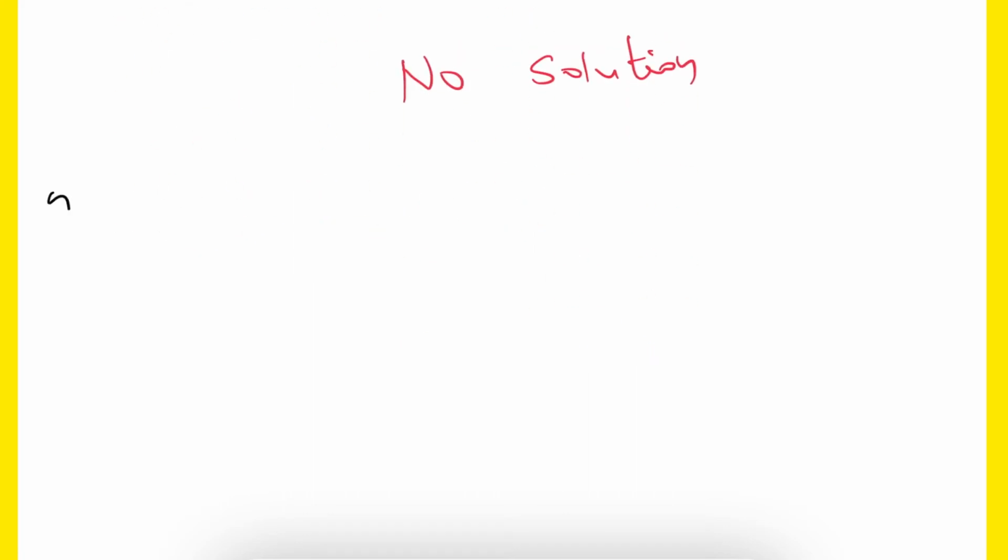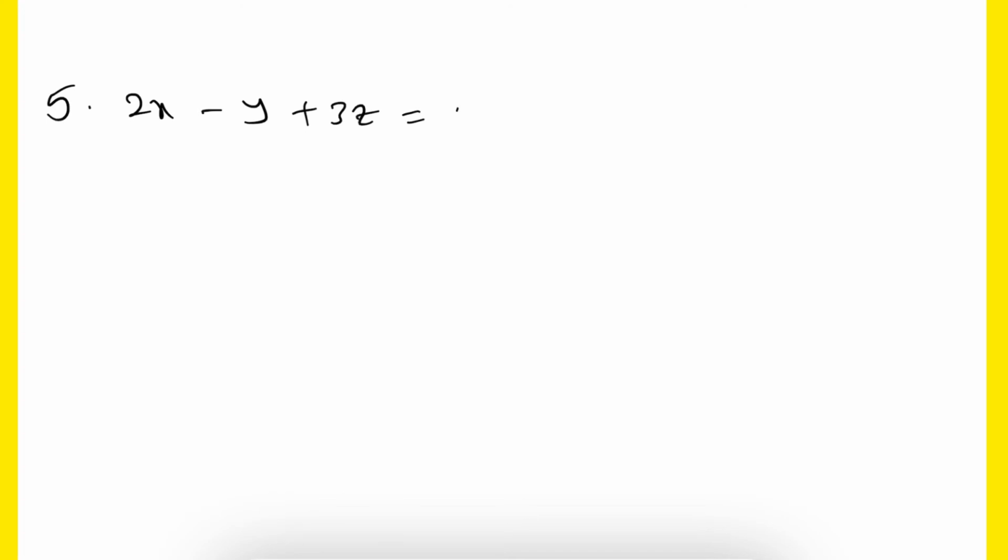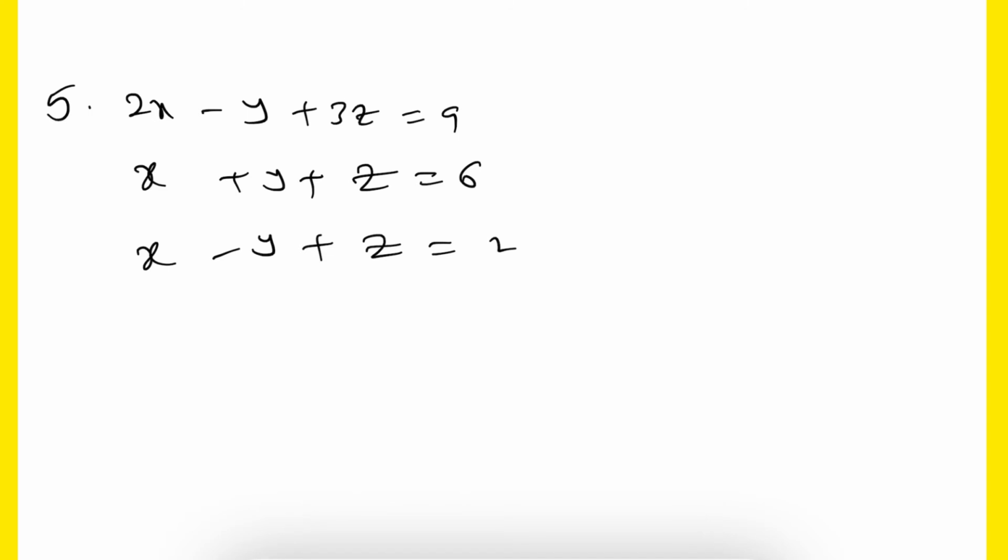Okay, let's move to the 5th question then. The 5th question is given as 2x minus y plus 3z equals 9, x plus y plus z equals 6, and then comes x minus y plus z equals 2. First let us write the delta.